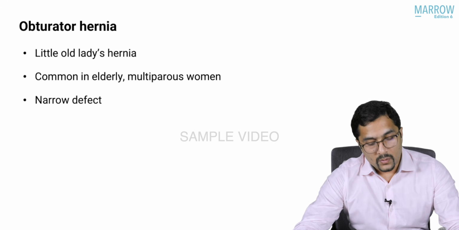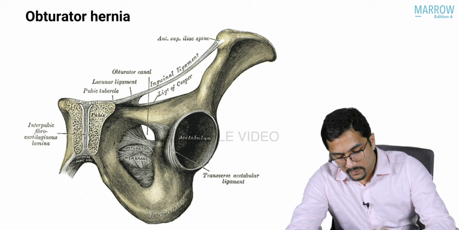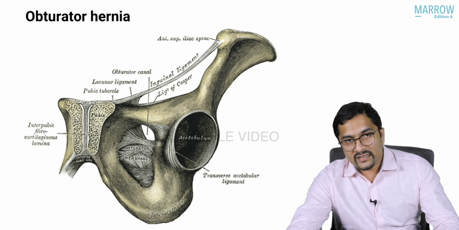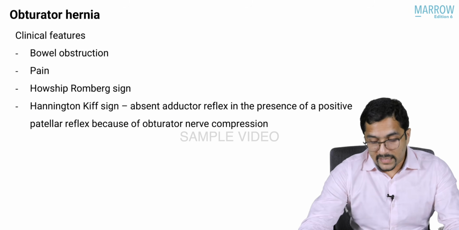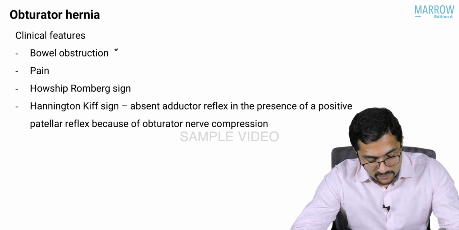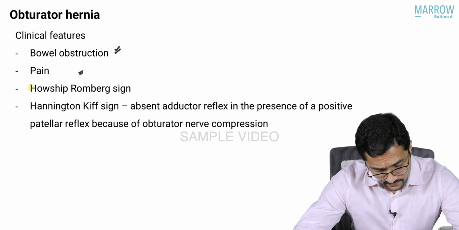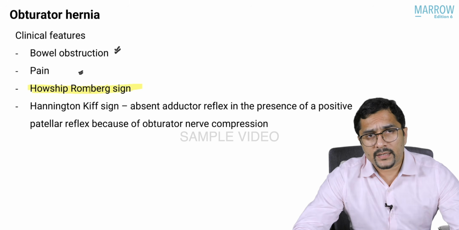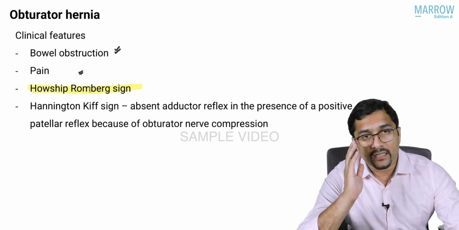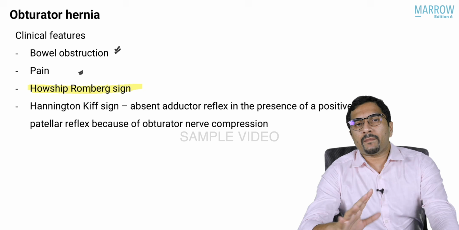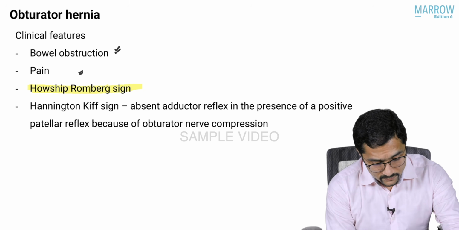Obturator hernia is also known as little old lady's hernia. It is common in elderly multiparous women, and because there is a narrow defect, there is a high rate of strangulation in these patients. Patients with obturator hernia can come with bowel obstruction, pain, and Howship-Romberg sign. Howship-Romberg sign is shooting pain along the obturator nerve on flexion and internal rotation of the hip.